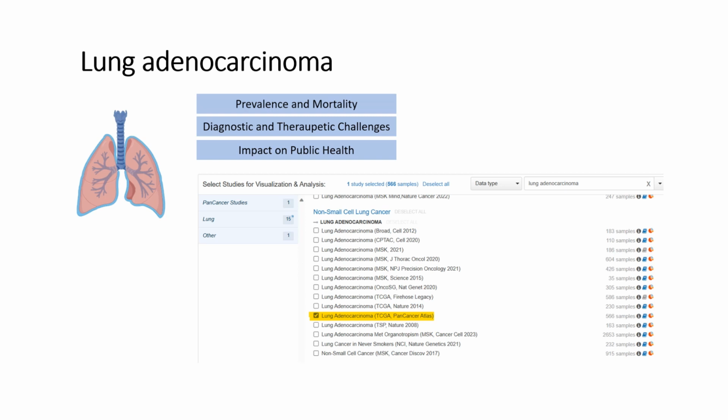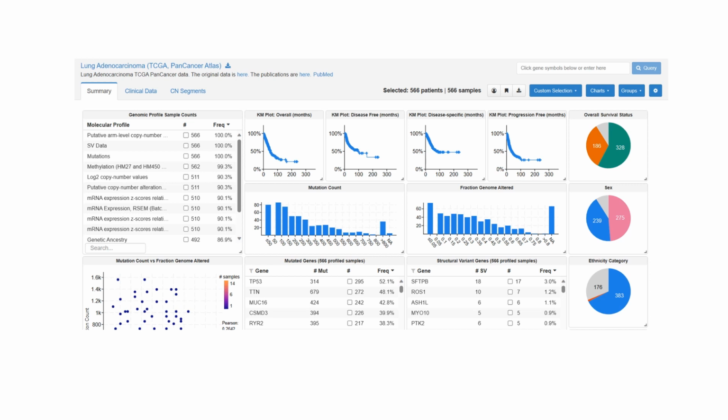We can query lung adenocarcinoma in cBioPortal, and in this case, for our study, we decided to choose the Pan-Cancer Atlas as it provides the most recent genomic data, including very important information such as mutations, methylation, messenger RNA expression, copy number alterations, and clinical data for each subject.